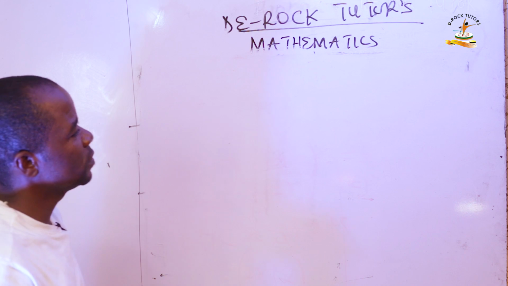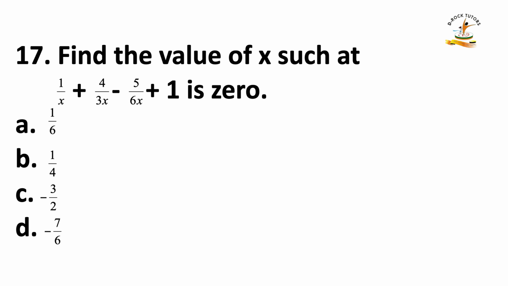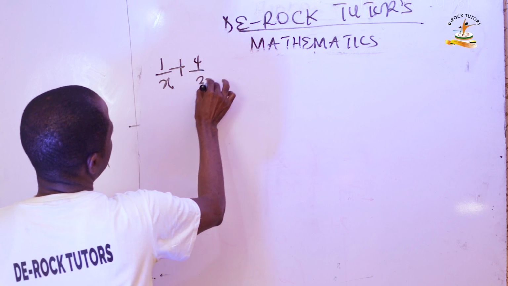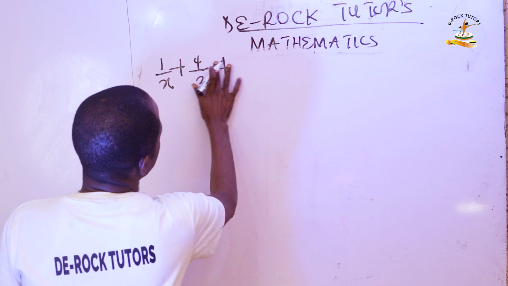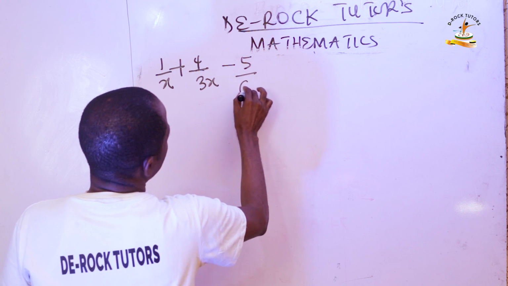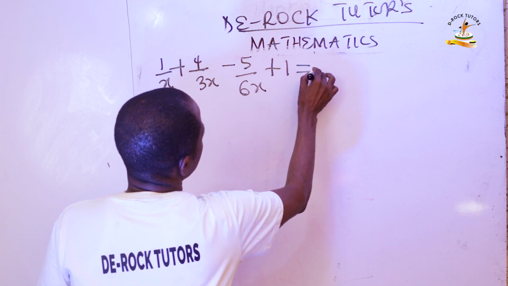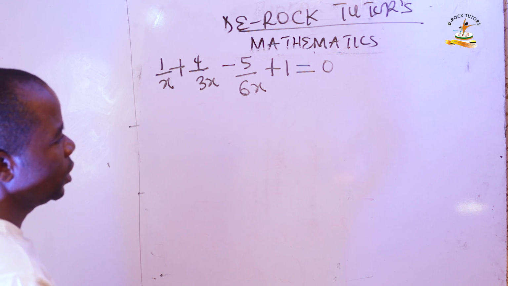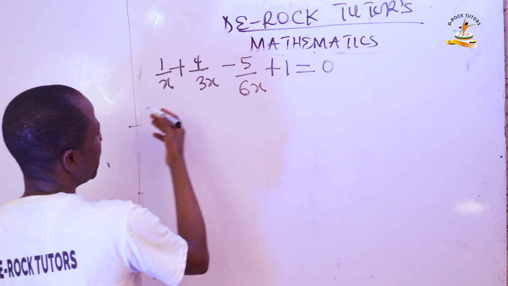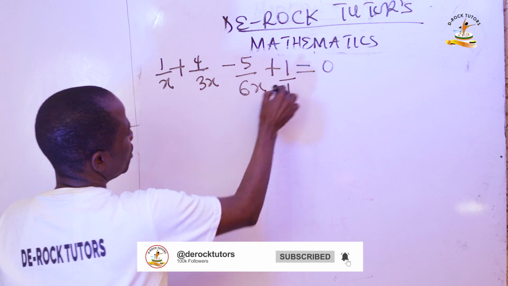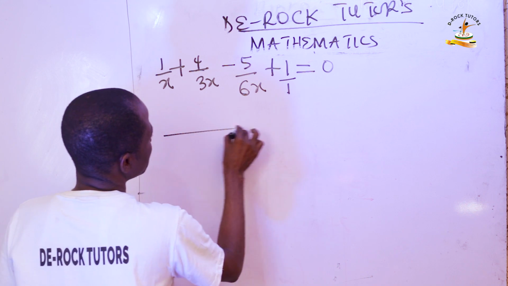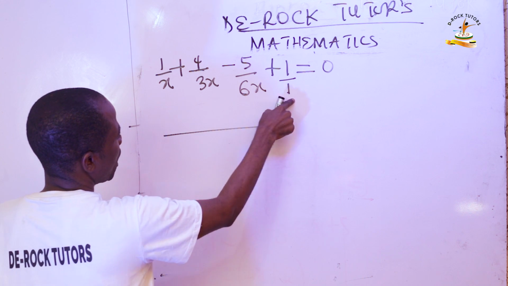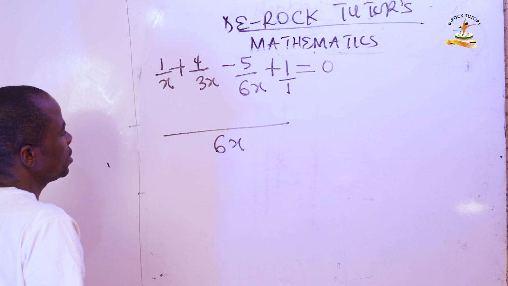Okay, so let's go to number 17. We have to find the value of x such that 1 over x plus 4 over 3x minus 5 over 6x plus 1 is equal to 0. We want to find out what value of x makes this expression equal to 0. To make it easy, we can just make this 1 over 1. And the next thing is, let's take the LCM of x, 3x, 6x, and 1. We can make it to be 6x.